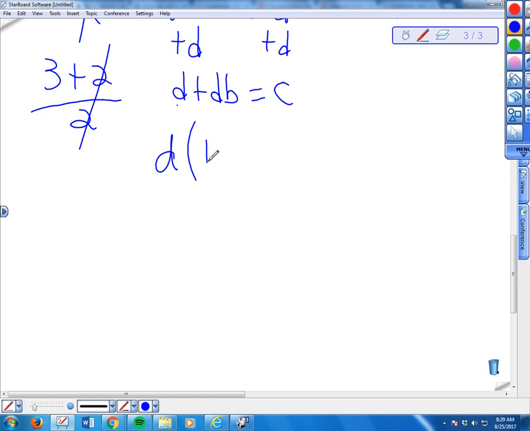Now if I factor D out of dB, what am I left with? b, right? I could test it. Just go ahead and distribute the D back through. Do I get D plus dB? Yeah. So we have to get D by itself. The only way I can do that is to factor a D out of both terms.